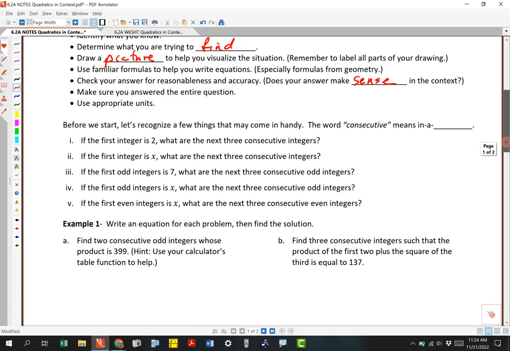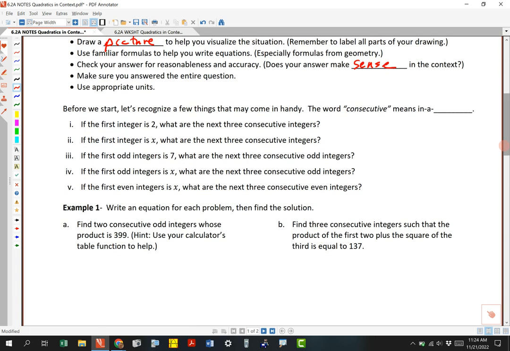And then before we start this, these are just classic algebra problems that we're going to start off with. We want to make sure that we know what the word consecutive means. So can somebody raise their hand and tell us what the word consecutive means? Got a big hint right here. Luke? In a row. In a row.